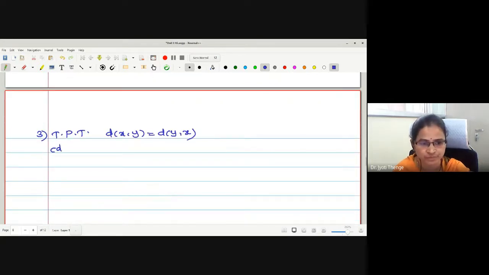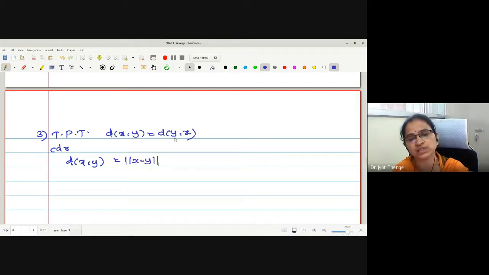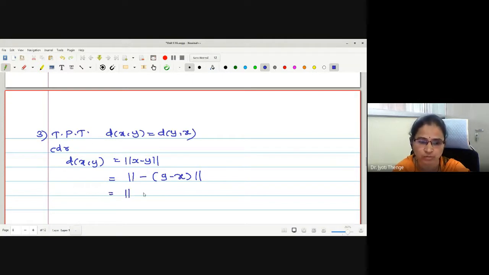Consider d of x, y. What is it? Norm of x minus y. Now we have to prove it is the distance from y to x. Therefore, I will just change the positions. How can I change the positions? I will take the negative common. This is norm of y minus x. Now this is actually a scalar, minus 1 into (y minus x).